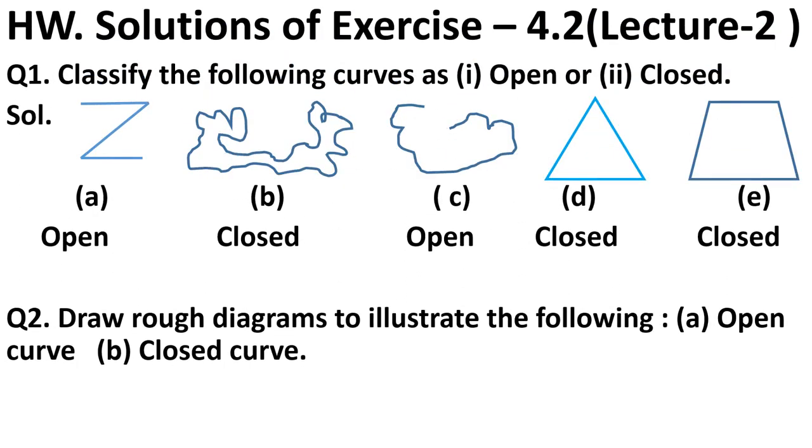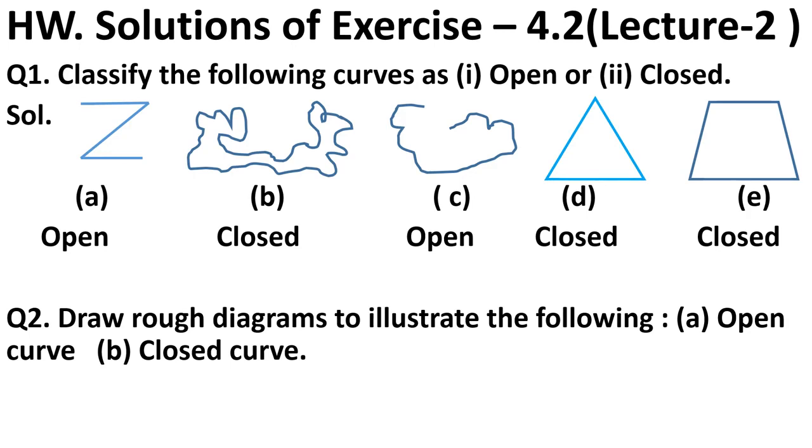So let's now discuss the homework solutions of exercise 4.2 given in lecture number 2. Classify the following curves as open or closed. Many figures are there, and you have to tell whether they are open curve or closed curve. Open curve, whose starting point and end point are different. Closed curve, whose starting point and end point are same. So first one is open curve. B is closed. C is open. D is closed and E is also closed.